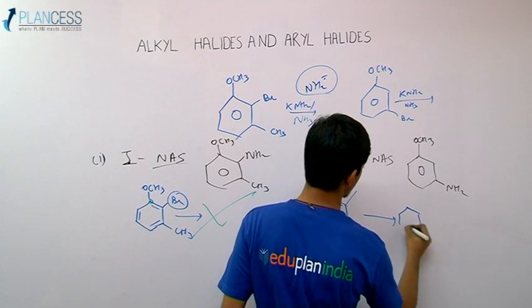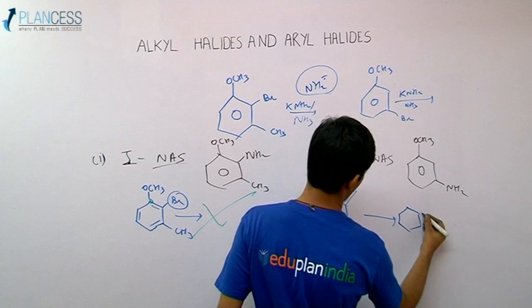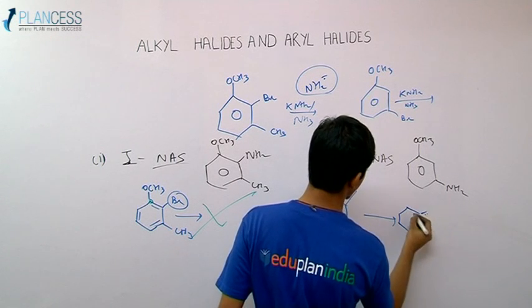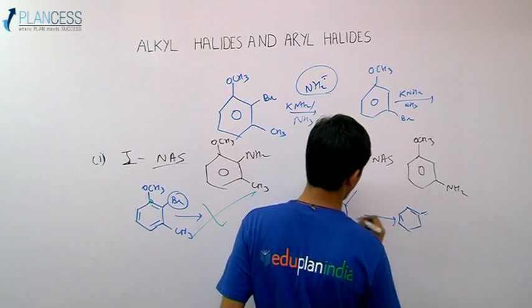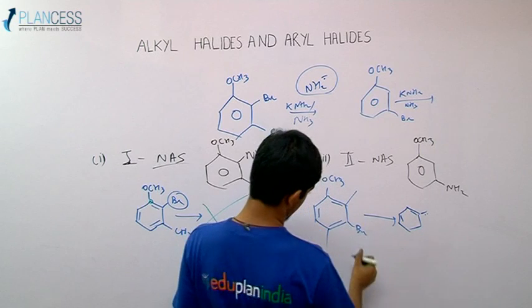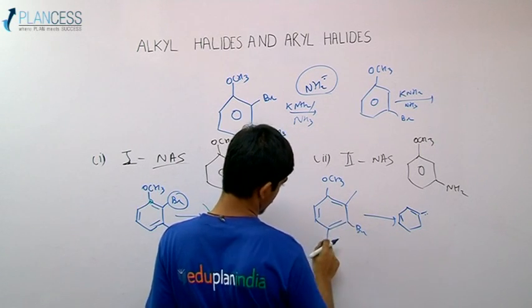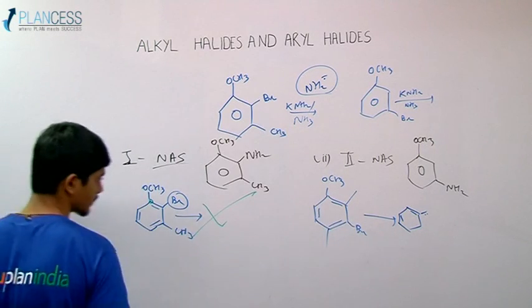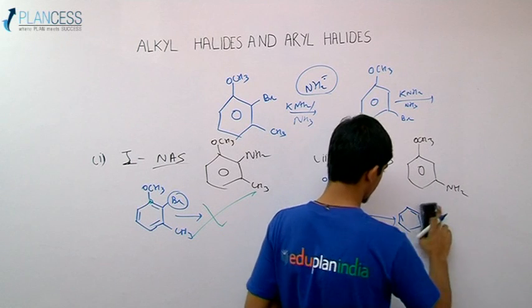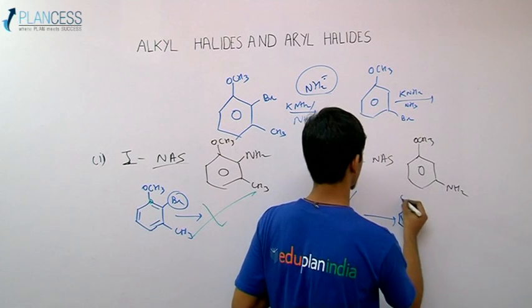So now we will get a carbanion over here, a double bond over here, Br over here, and actually the carbanion cannot come here, the carbanion has to come over here.